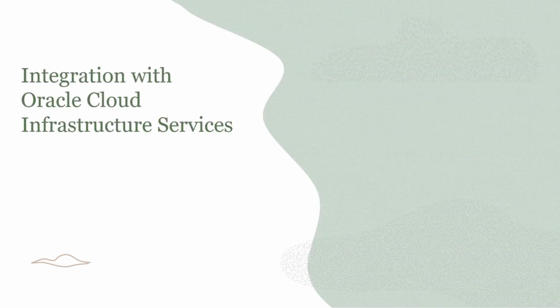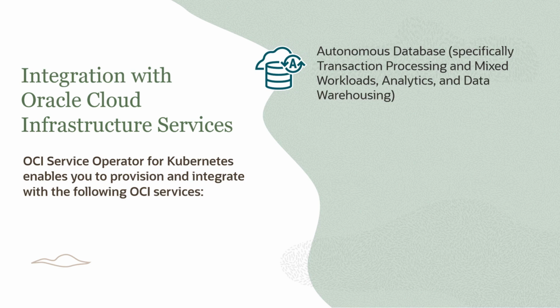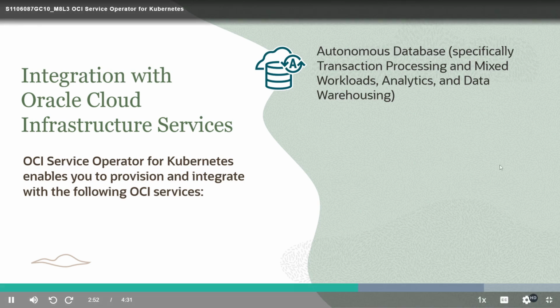As we explore the capabilities of OCI Service Operator for Kubernetes, one of its standout features is its seamless integration with a range of OCI services. This integration empowers you to effortlessly provision and connect with the following OCI services. The first one is Autonomous Database, specifically tailored for transaction processing, mixed workloads, analytics, and data warehousing. Enjoy automated patching, upgrades, and tuning, allowing routine maintenance tasks to be performed without human intervention.